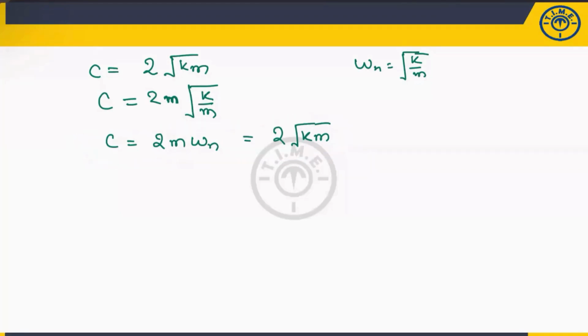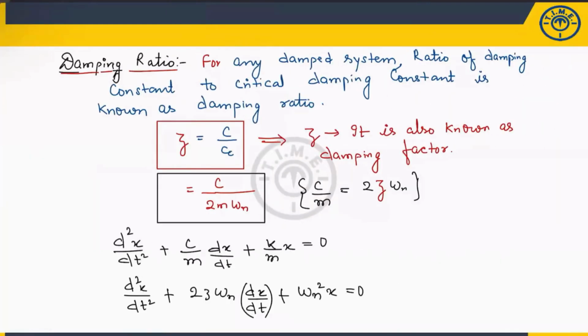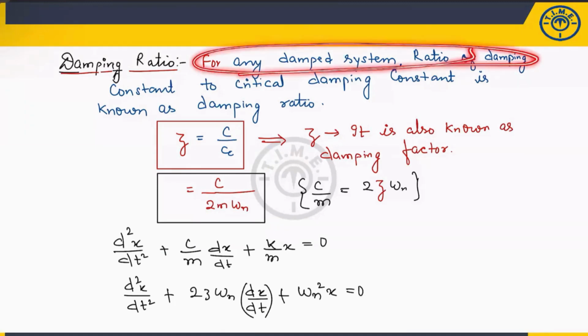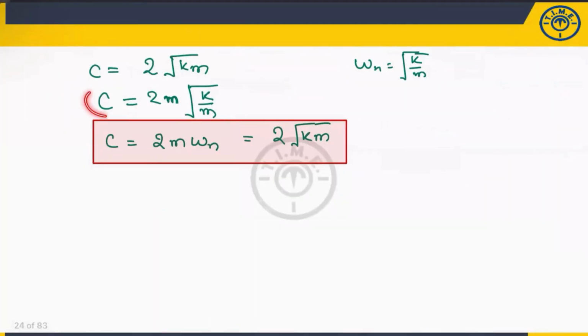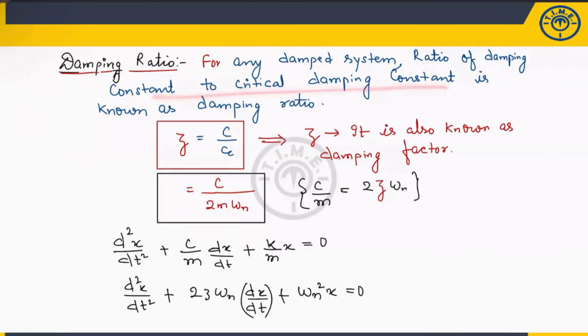So the damping constant value which you got is 2 square root of km. Based on that, one more term is there, called the damping ratio. Just to save our time, because I want to discuss some problems, as the application is important. The damping ratio, for any damping system, is the ratio of the damping constant to the critical damping constant, which I have already defined, 2 root of km.